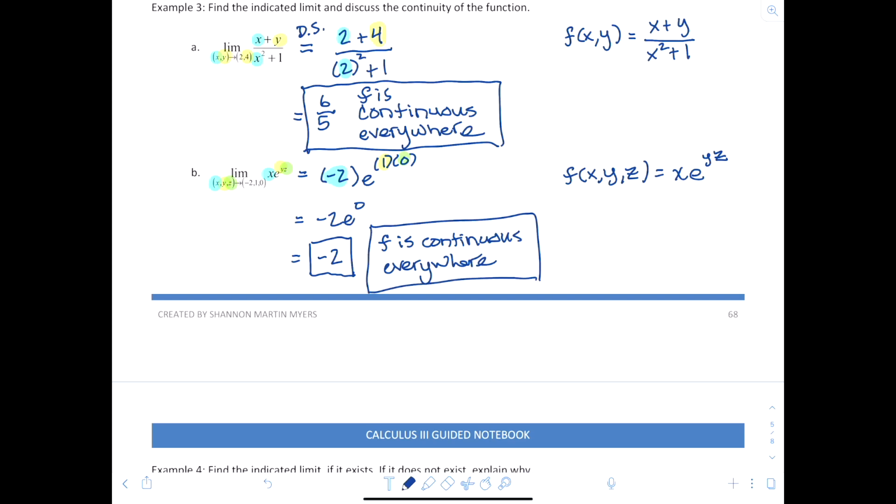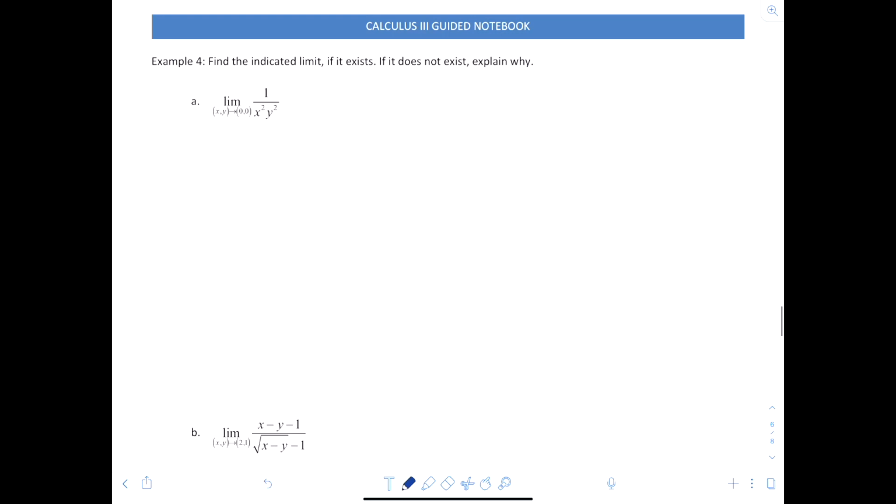Okay. So moving right along, example 4: find the indicated limit if it exists. If it doesn't exist, explain why. Well, I hope you can see that this is sort of a problem child, because as x and y approach 0, 0, that denominator is going to zero out. Even if just one of x or y was 0, the denominator would zero out. So for stuff like this, why don't we go ahead and take a look at a picture of it?